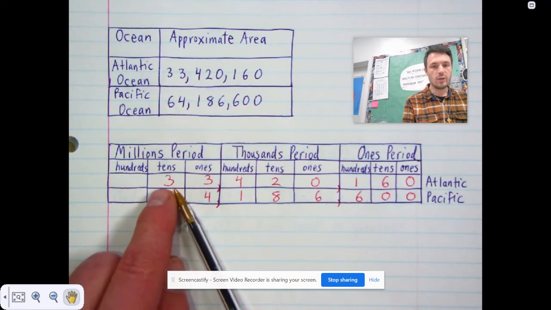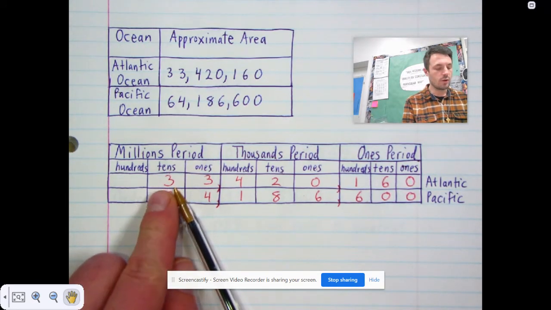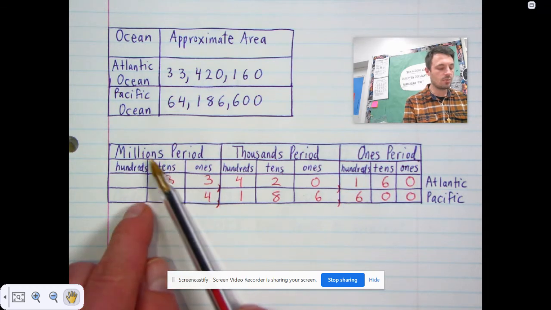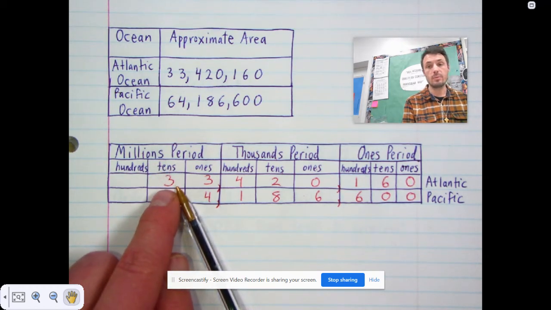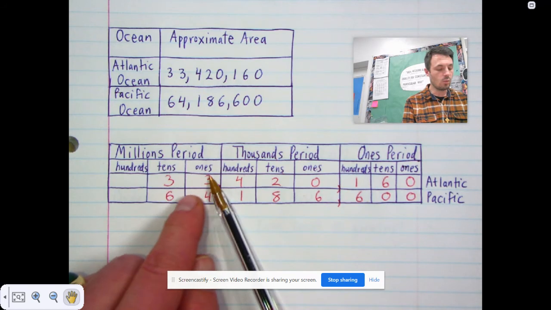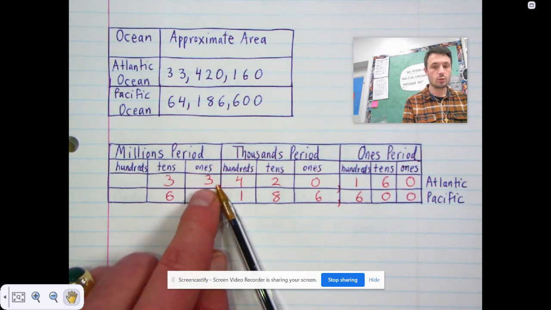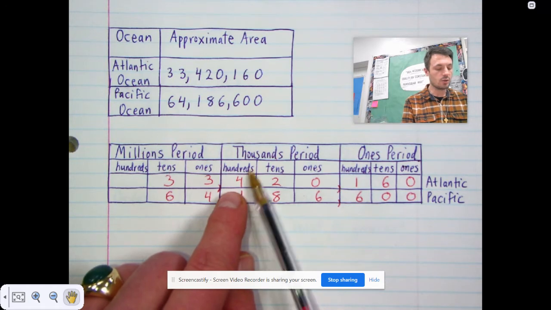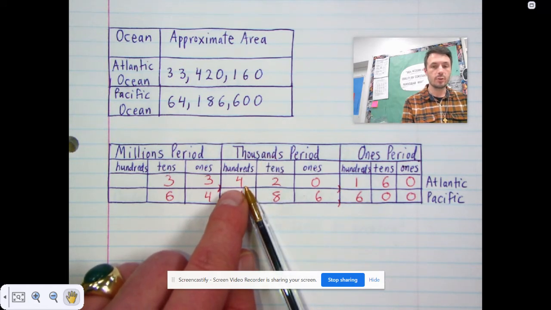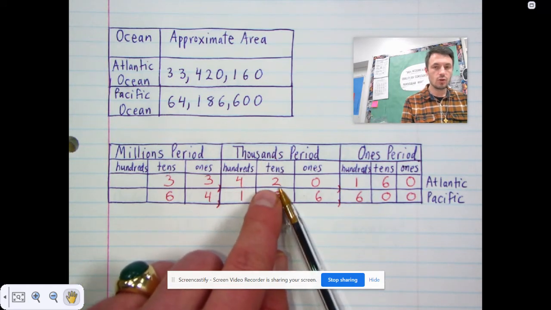And with the Atlantic Ocean, we've already talked about this 3 in the 10 millionths place. So it means 30 million. This 3 in the 1 millionths place means 3 million. This 4 in the 100,000ths place means 400,000. This 2 in the 10,000ths place means 20,000.